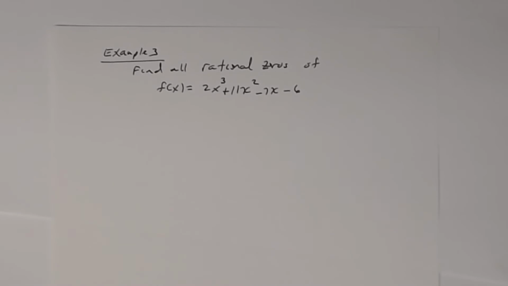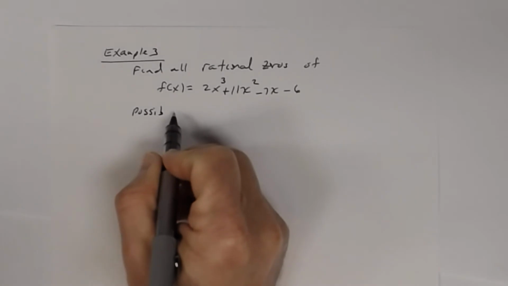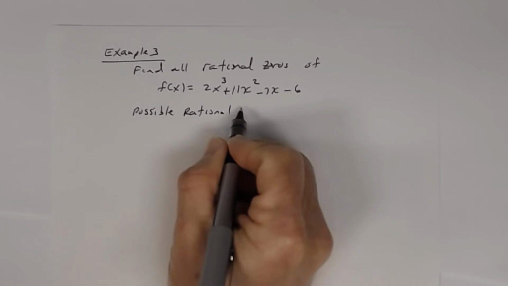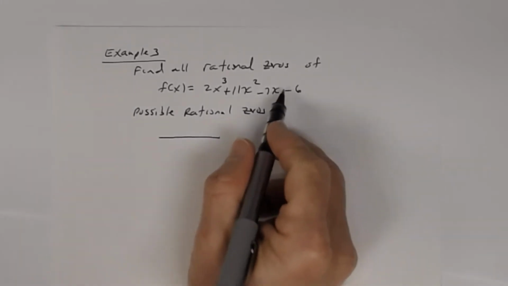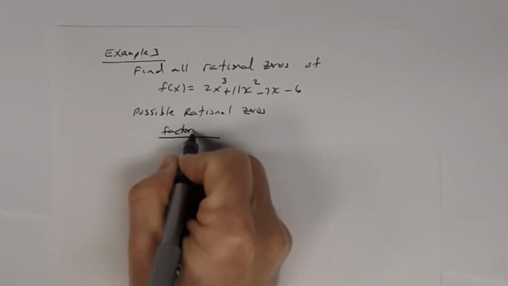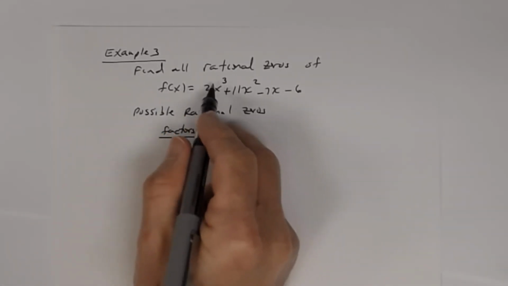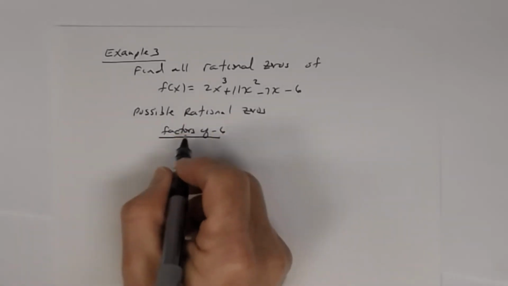Okay, so let's look at example 3. Find all rational zeros of this polynomial function. All right, so remember the first thing you're going to do is list your possible rational zeros using the rational zeros theorem. So the possible rational zeros. The numerator will be the factors of your constant term, so the factors of -6. The denominator will be the factors of the leading coefficient, so that'll be the factors of 2, since x cubed is the largest degree term.